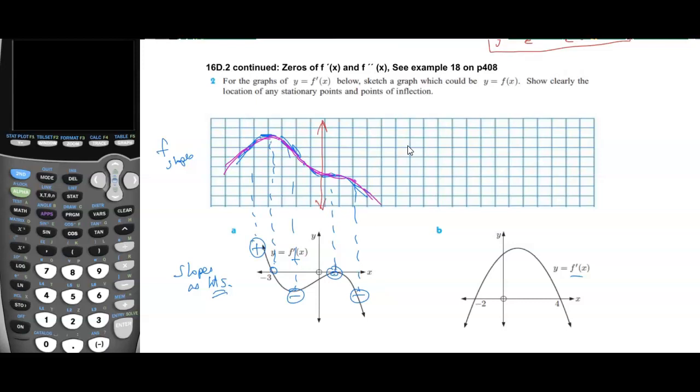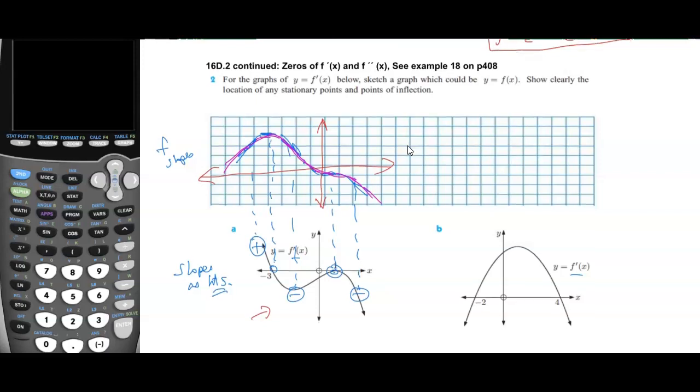y-axis. Now, do I know where the x-axis is? I don't. I could draw it anywhere, and I don't really know, all right? Because the f-dash graph only tells me if it goes up and down. It doesn't really say what the relative height of the whole thing is, okay?